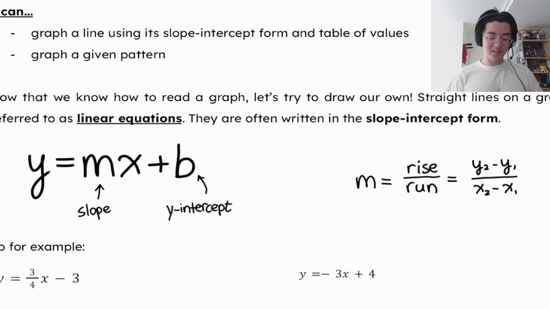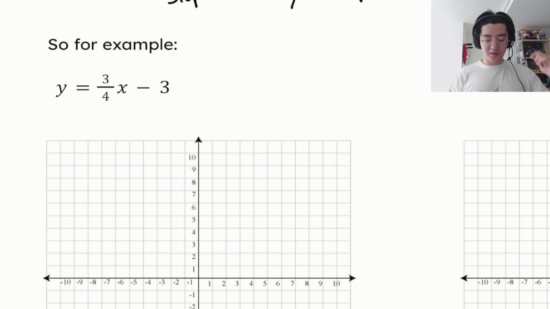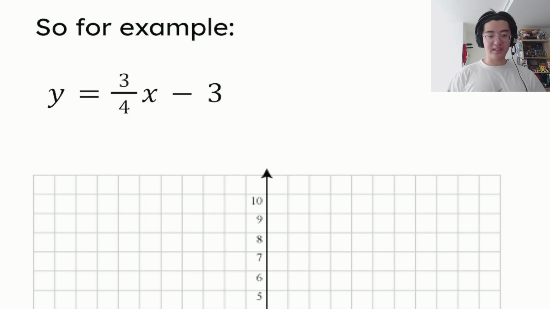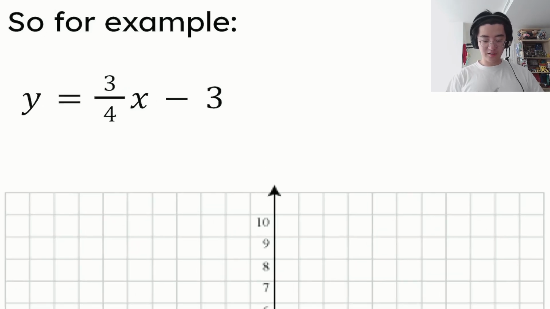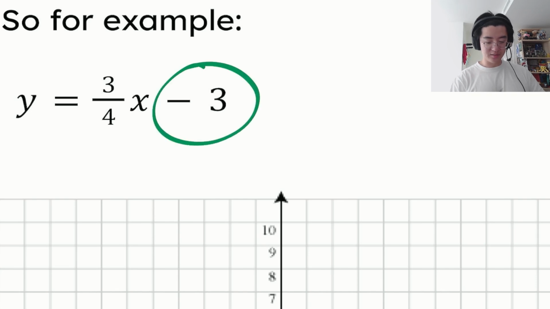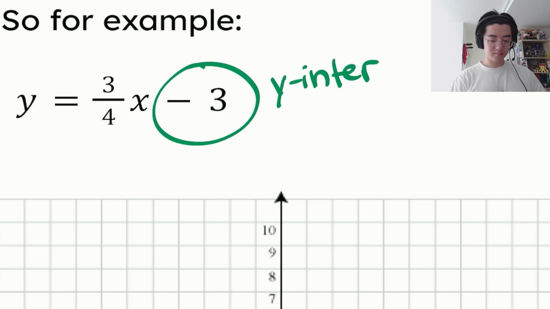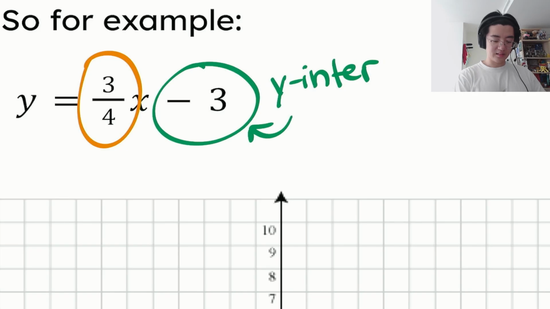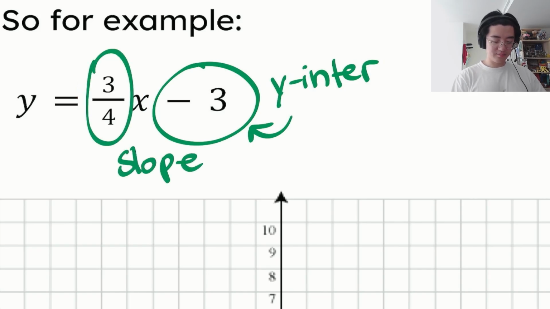So let's do examples. We've got our first one here, 3 over 4x minus 3. Again, let's highlight the important parts of our equation. We know right away that this minus 3 is the y-intercept. And we also know that this number right here is the slope.